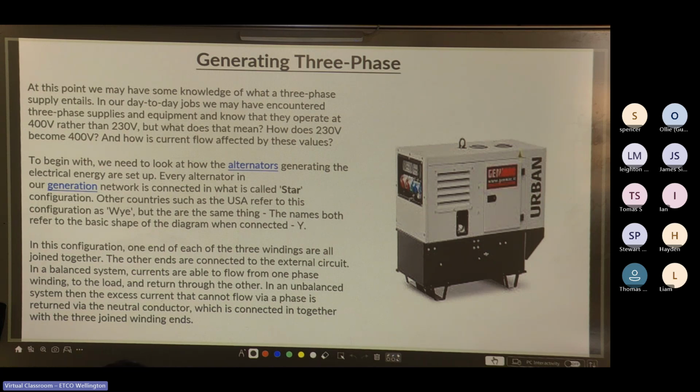In a balanced system, currents are able to flow from one phase winding to the load and return through the other. In an unbalanced system, the excess current that cannot flow via a phase is returned via the neutral conductor, which is connected together with the three joined winding ends. Also known as the neutral point, but you'll also sometimes hear it referred to as the star point. But that's mostly for when you're doing three-phase motors.